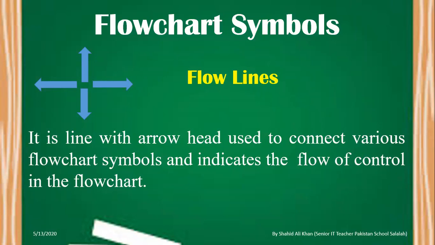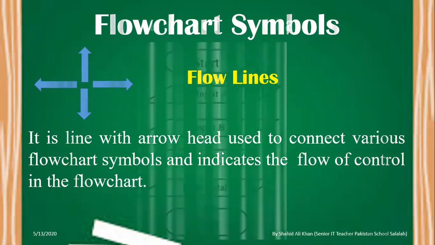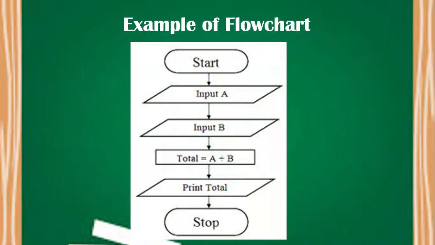So you have to connect those symbols with these arrow lines or flow lines. These flow lines are used to connect the symbols of flowcharts. It is a line with an arrowhead used to connect various flowchart symbols and indicates the flow of control in the flowchart. So they have different directions: right, left, up and down. Now let's move on to a complete flowchart. I have drawn a complete flowchart for you to show how a flowchart looks.